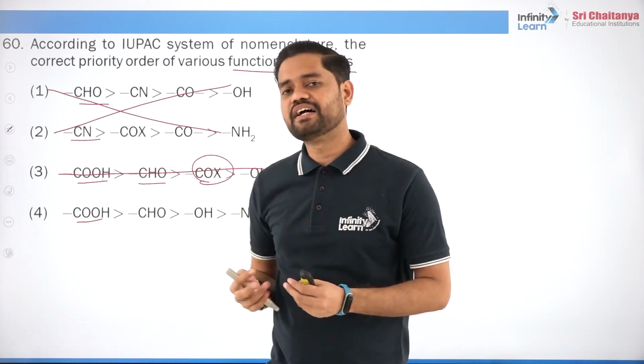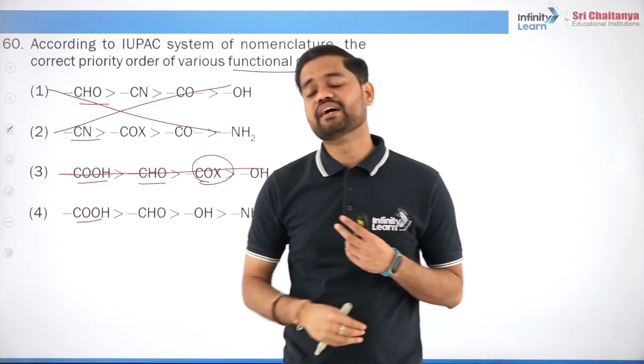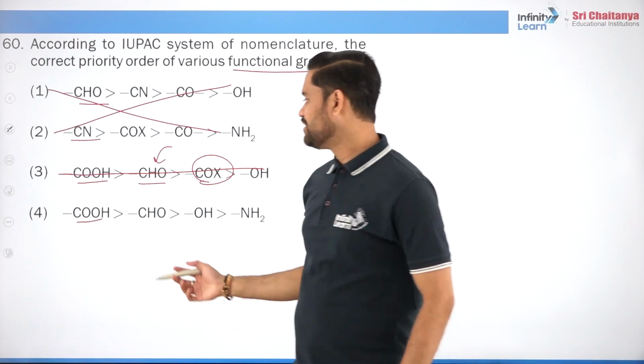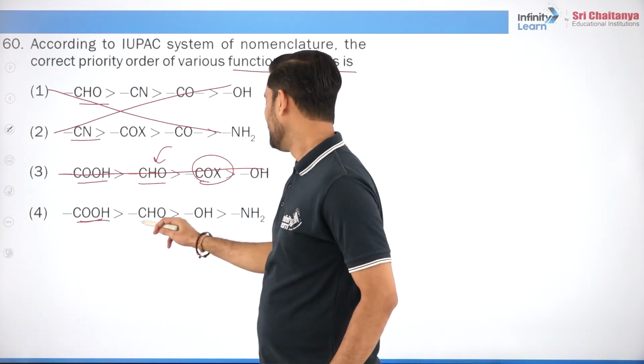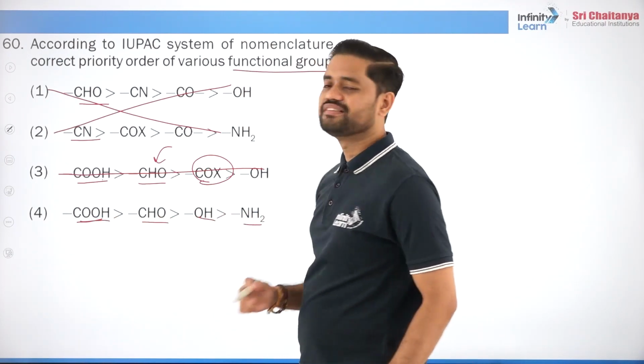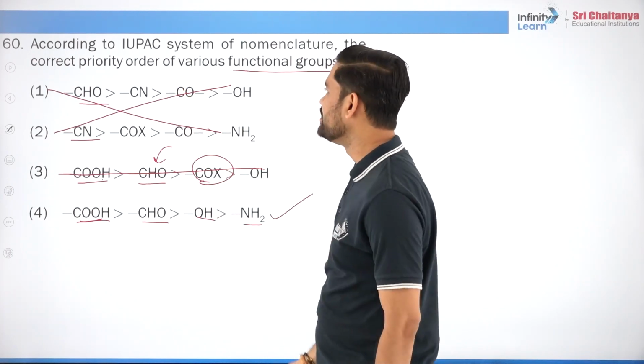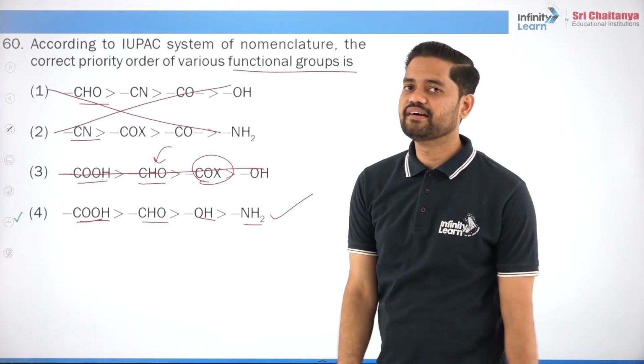The second will start with carboxylic acid derivatives. Here, aldehyde is in the middle. Okay, talking about the last option, carboxylic acid, aldehyde, alcohol, amine. This is exactly the order which I have just said at the start of this question, and hence I'll go with option number 4 as the right answer for 60.